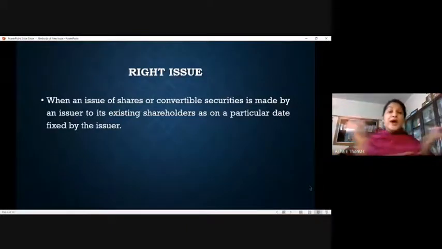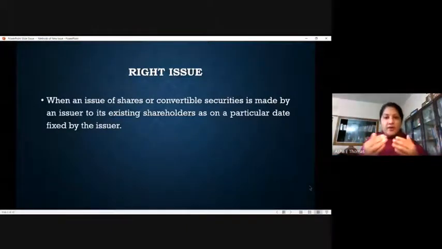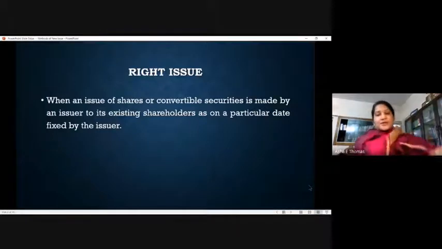And there can be another back-end reason for right issue, that the company does not want to invite more shareholders to dilute the ownership. So if I'm giving to the existing shareholders, the number of shareholders would be limited, but the number of shares with them might be increasing. So that can also be one reason why the company is going for right issue. They want to limit the number of shareholders, but the number of shareholding with them can increase through right issue. Or it may be a privilege that is given to the existing shareholders for believing in the performance of the company. So that is about right issue.